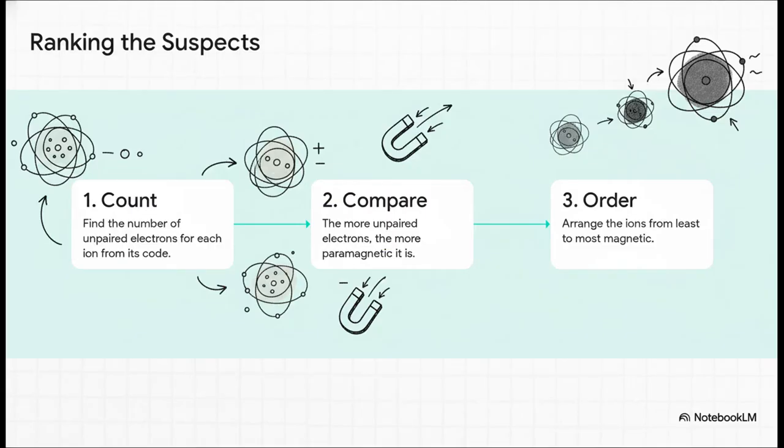So the process here is actually pretty simple. All we have to do is look at the electron codes we already figured out and just count up the unpaired electrons for each ion. That number will tell us everything we need to know about its magnetic strength.